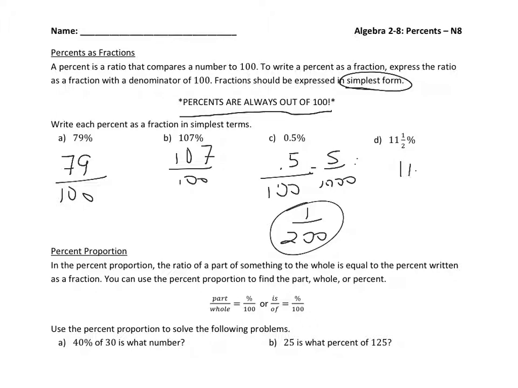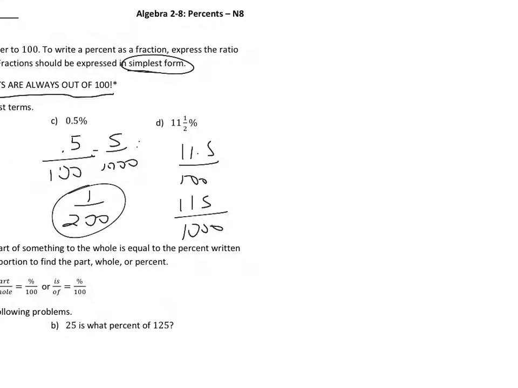11.5%, so 11.5 over 100. Again, I can't have that, so I'll multiply everything by 10, and I'll get 115 over 1,000. And that also is going to reduce. If I divide both by 5, I'll get 23 over 200. That is simplest form, and we're done.